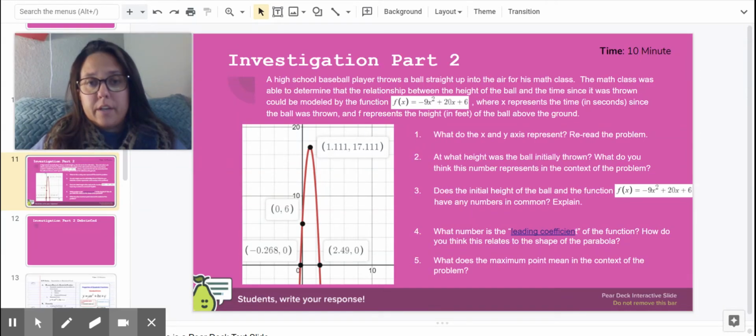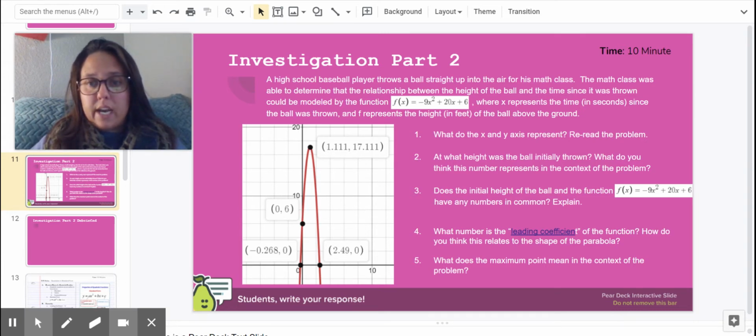A high school baseball player throws a ball straight up into the air for his math class. The math class was able to determine that the relationship between the height of the ball and the time since it was thrown could be modeled by the function f of x equals negative 9x squared plus 20x plus 6, where x represents the time in seconds since the ball was thrown, and f represents the height in feet of the ball above the ground.